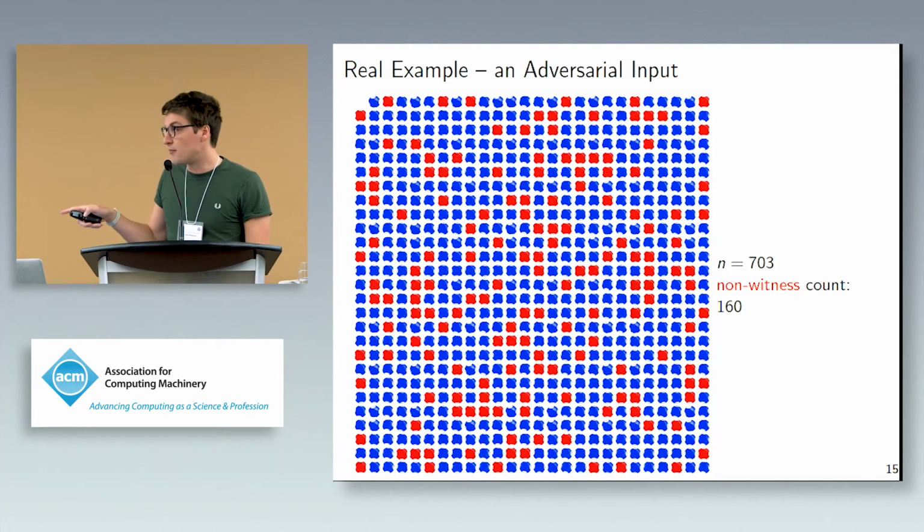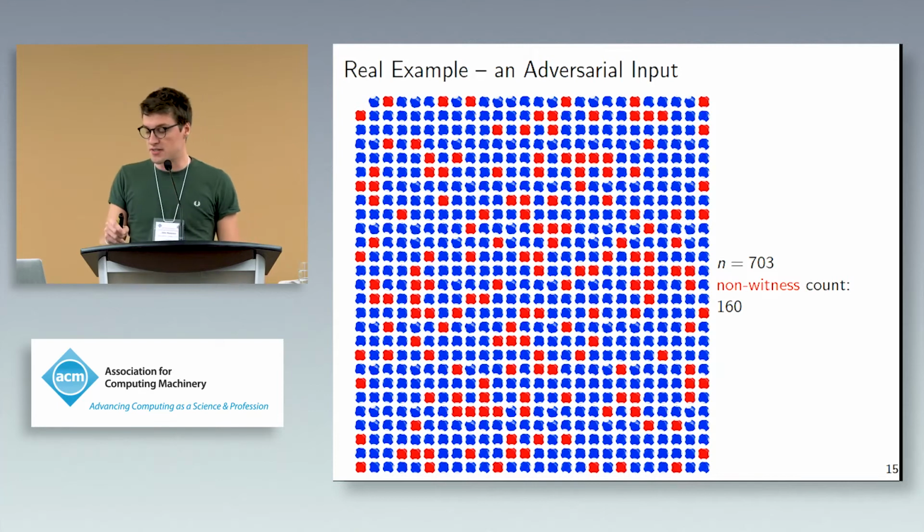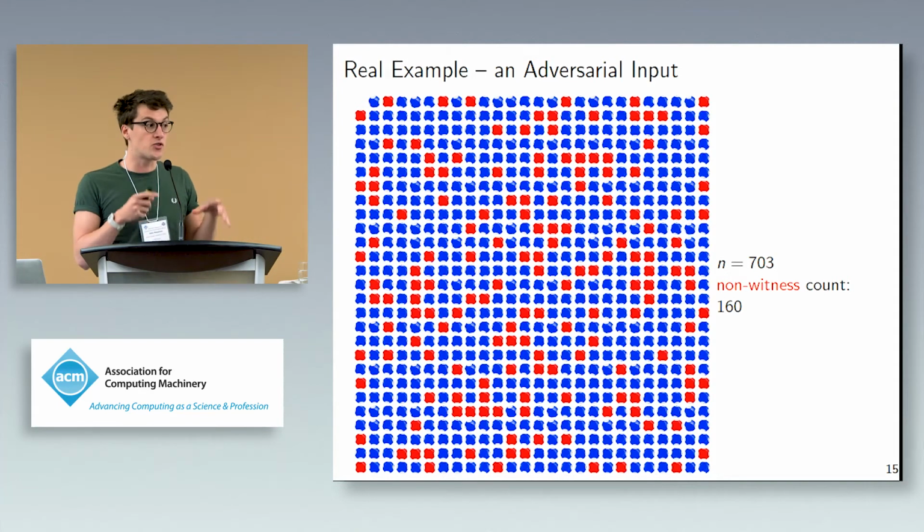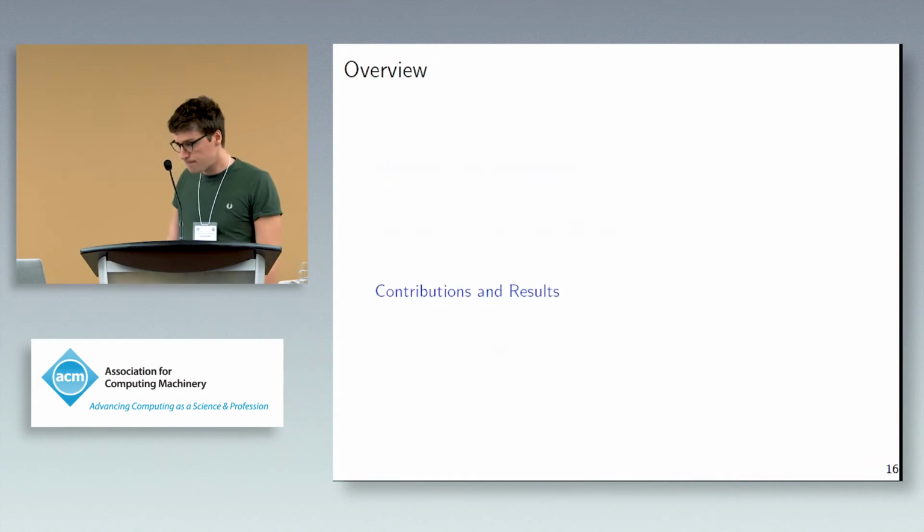Now, in an adversarial input, this is the actual distribution for 703, which has 160 non-witnesses, or roughly a quarter. So if we were to treat this as if it was a random input, we might still be doing just a couple rounds of testing, but in this case, we're much more likely to pick a red ball both times.